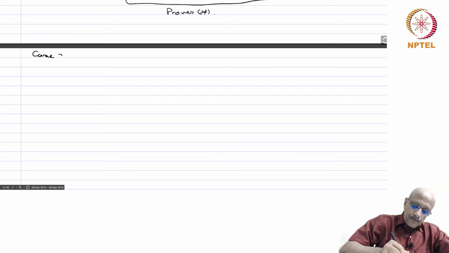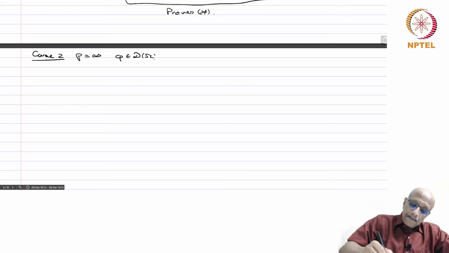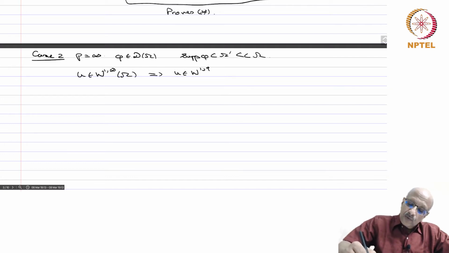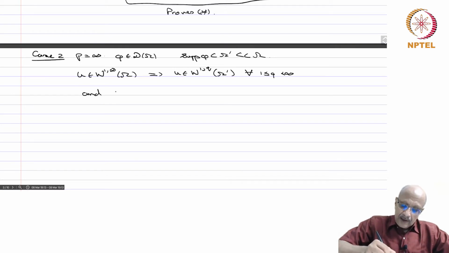So case 2, this is easier, p equals infinity. Okay. So if again phi is in D of omega and the support of phi is contained in omega dash, which is relatively compact in omega as before, and then if u is in W^{1,infinity} of omega, then what do you have? In fact this implies u belongs to W^{1,q} of omega prime for all 1 less than or equal to q less than infinity, equal to infinity also, but I do not want that now. And now we are in the previous case and case 1 applies and the result follows. So we have the chain rule.